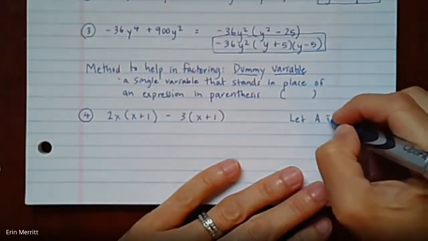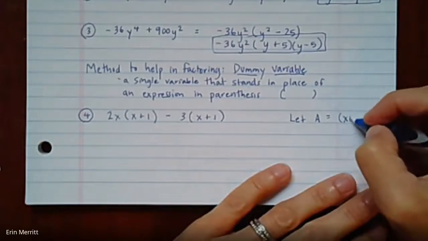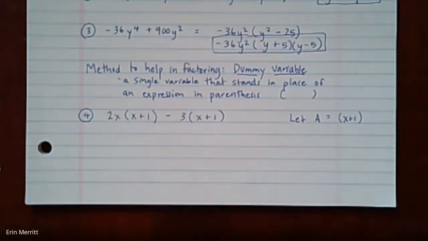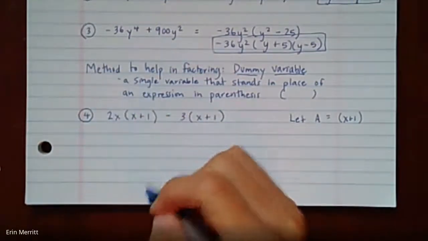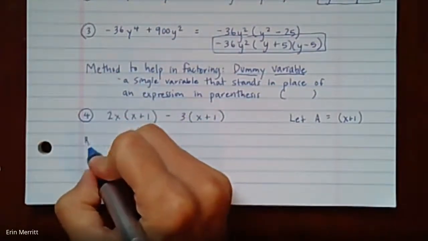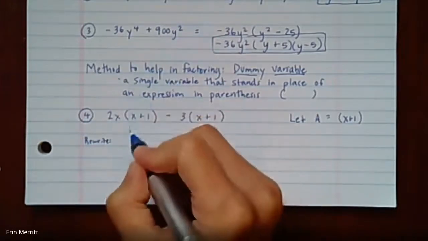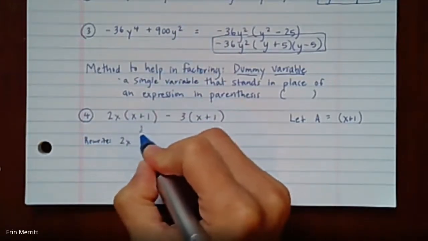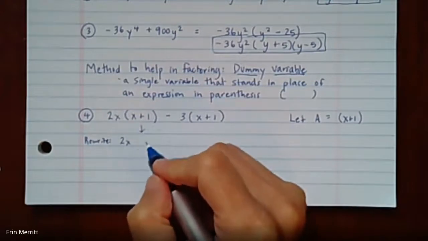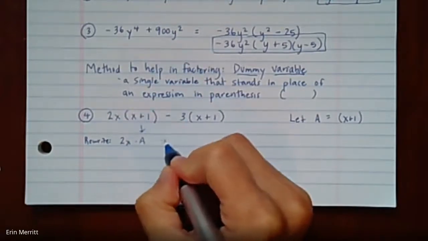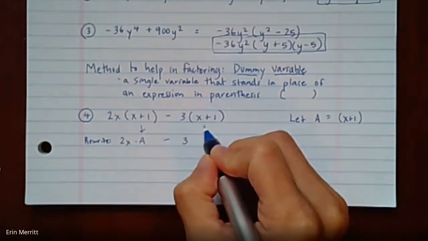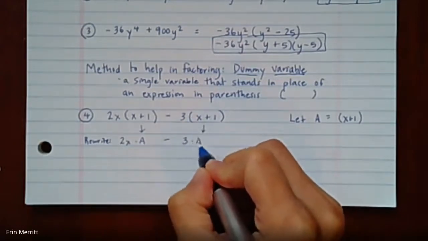I'm going to use a capital A. I'm going to say, let's let A stand for when we see x plus 1. And now my first step is let's rewrite it using the dummy variable. So when I rewrite it, it's going to be 2x, and then in place of x plus 1, I'm going to put an a here. And then minus 3, and again, in place of the x plus 1, I'm going to put a.